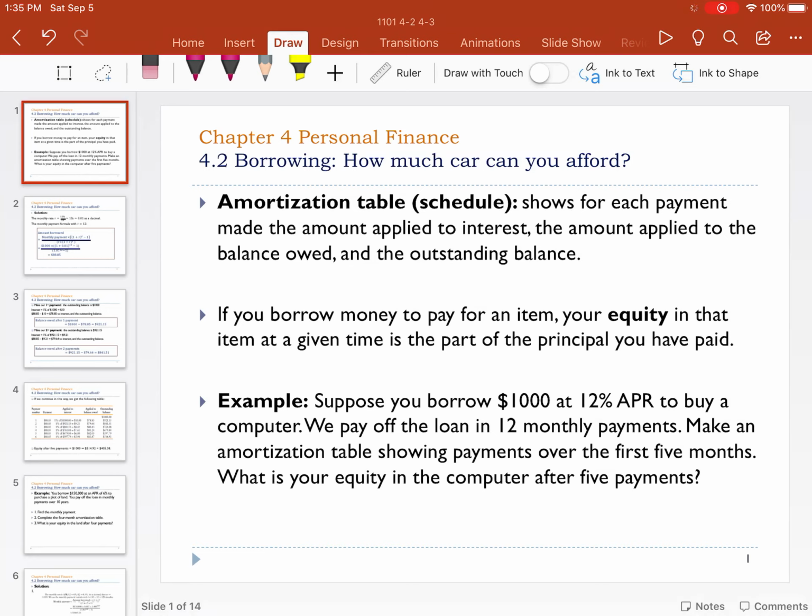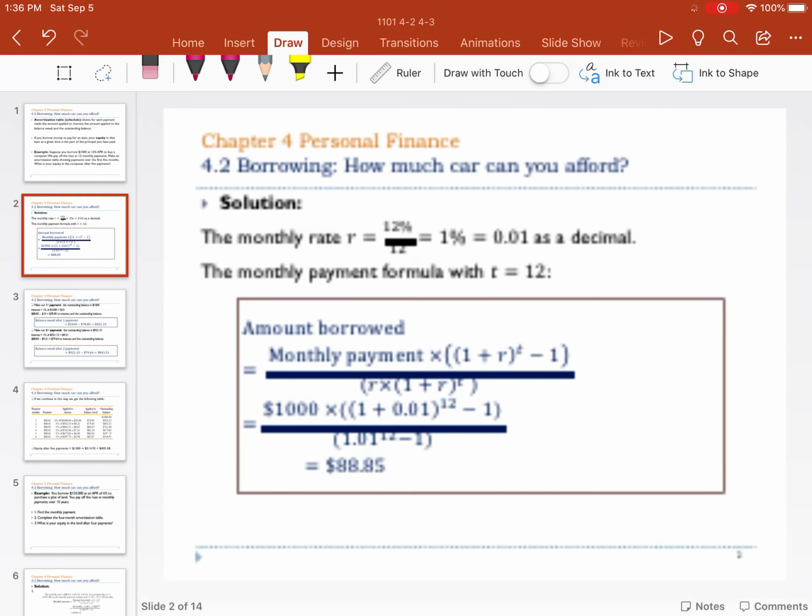But let's take a look by way of an example, as we always do, and using the formulas and showing whatever computations we need. Suppose you need to borrow $1,000 at 12% APR. That's a very convenient one for 12 monthly payments. And that's what it'll be, 12 monthly payments. And 12 divided by 12 is 1. That's going to be 1% for your R. And make a table, though, showing the payments over the first 5 months. And what would your equity in the computer be after 5 payments? So you're buying a computer, and what would your equity be? What would you own? Okay, let's go to the next slide.